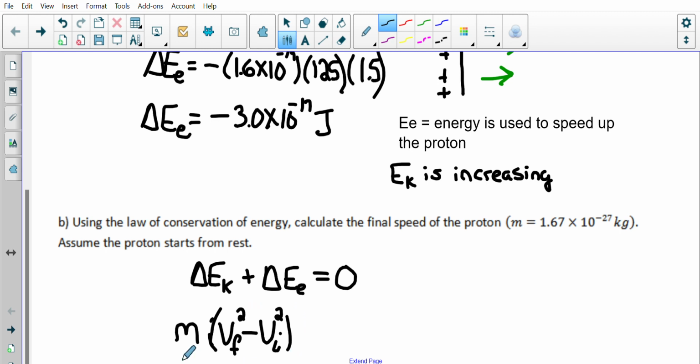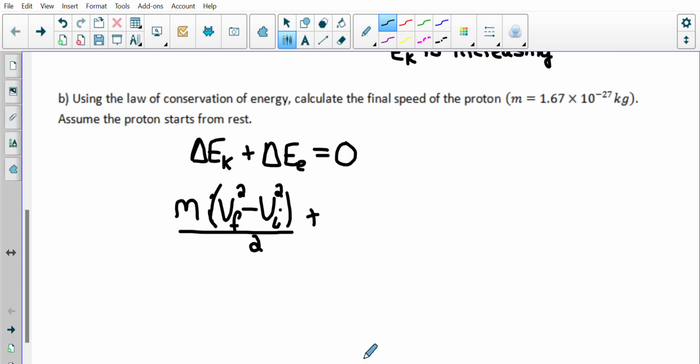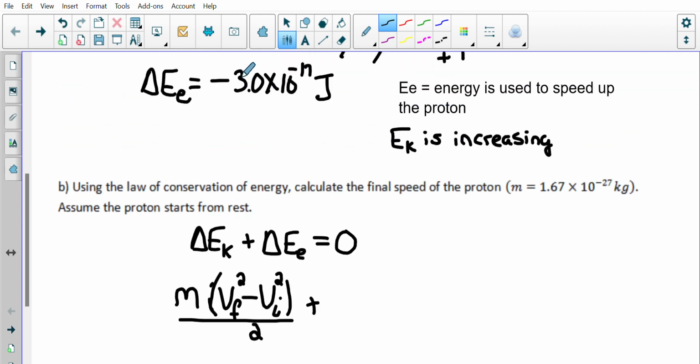All right, and I can't forget the divided by 2. So there's the change in our kinetic energy. And then our delta EE was negative. I might as well get rid of that positive sign there because it was actually negative. So plus minus, and so we have minus 3.0 times 10 to the power of negative 17 equals 0.